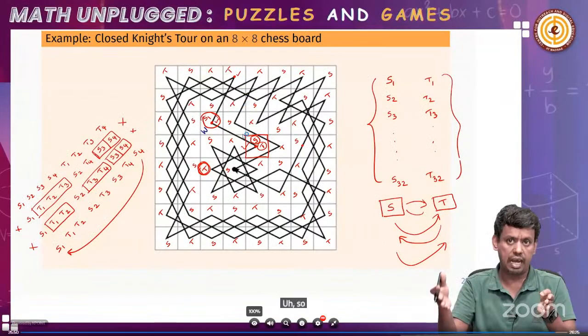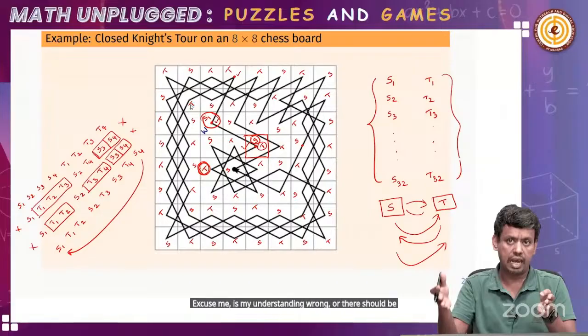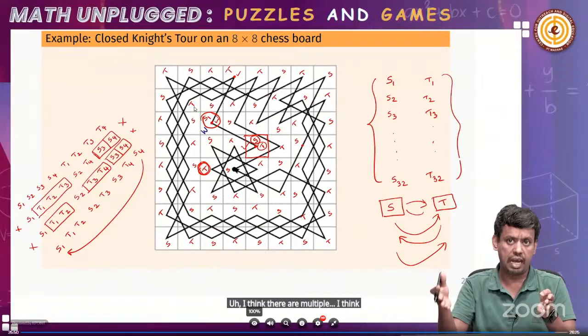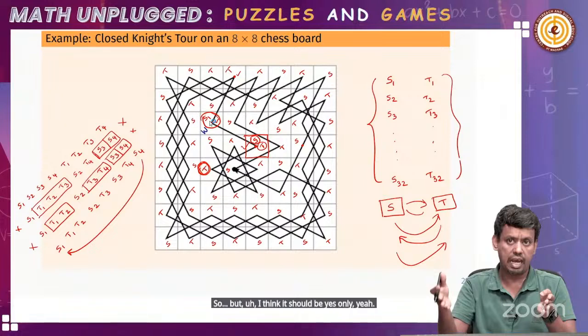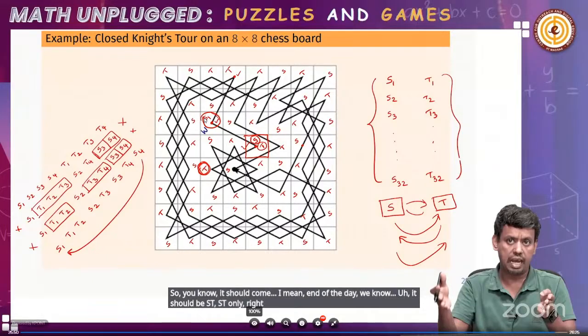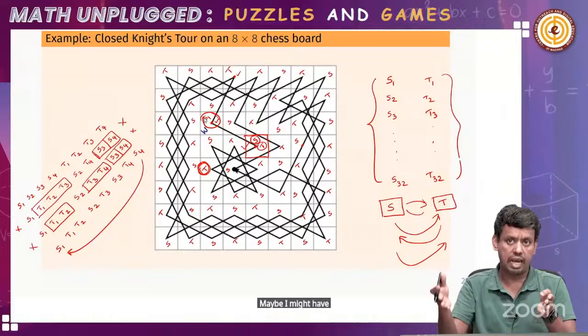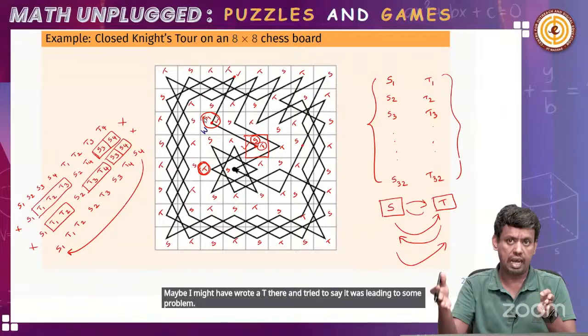So on this part, you've explained that after S, T should come. But here in T, when it went here, it's still T. Is my understanding wrong, or should there be S instead of T? I think I wrote this ST two times. I think it should be S only. End of the day, we know it should be ST only, right? Maybe I might have written T there and tried to say it was leading to some problem, if two T's follow, something like that.